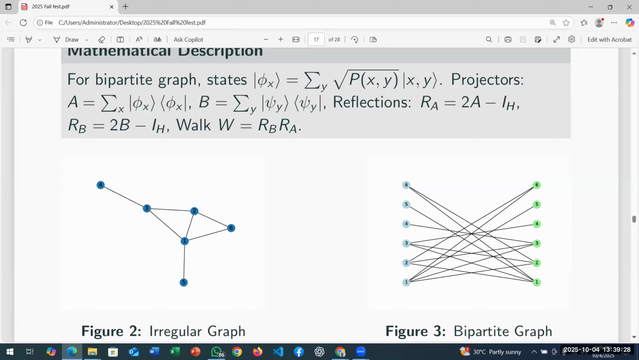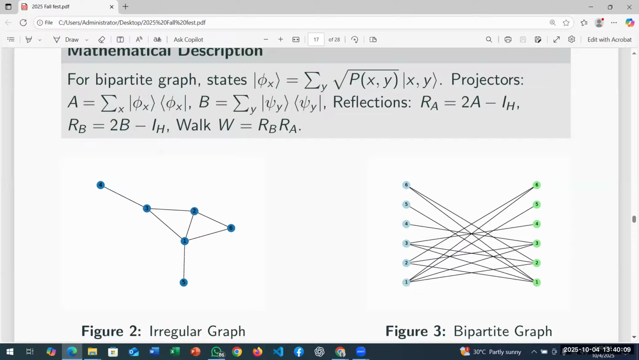That's the starting point. Then, after getting the probability, I will need a projector. I will need projector A for X, and projector B for Y. Projector A is the summation of the outer product of X, and projector B is the summation of the outer product of Y. Let me repeat myself. This node, represented by this color, light blue, is standing for X. The green part is representing Y.